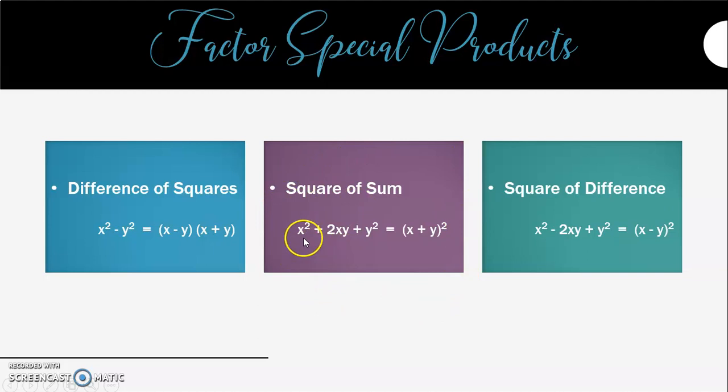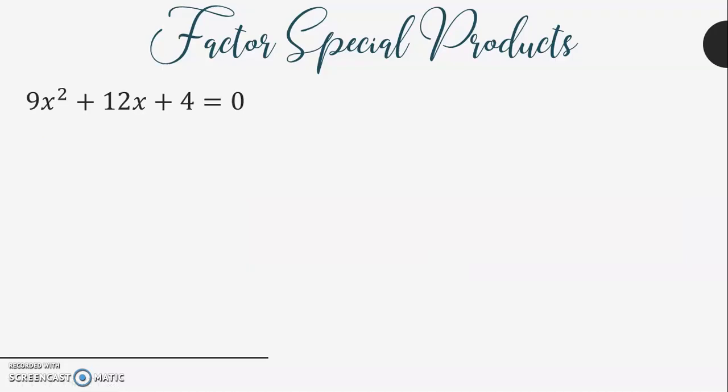they tell us that x squared plus 2xy plus y squared is just the same as having x plus y raised to the second power. So let's see one example here. In this example, I have 9x raised to the second power plus 12x plus 4 equals 0.